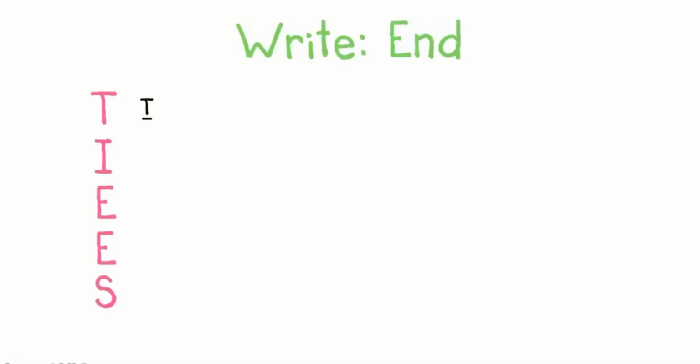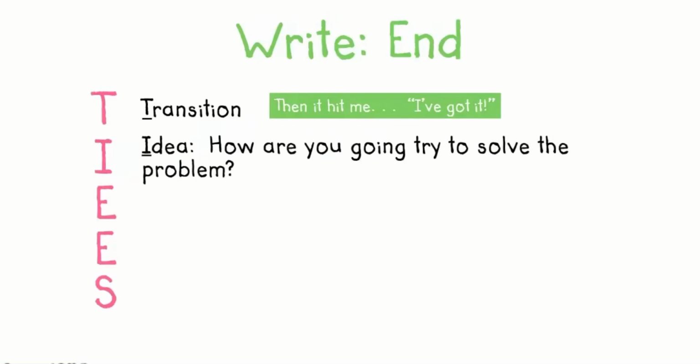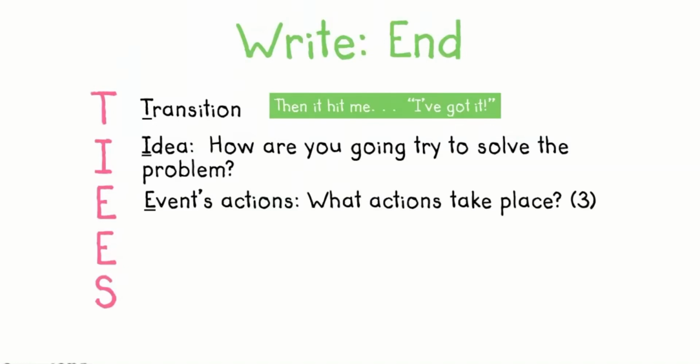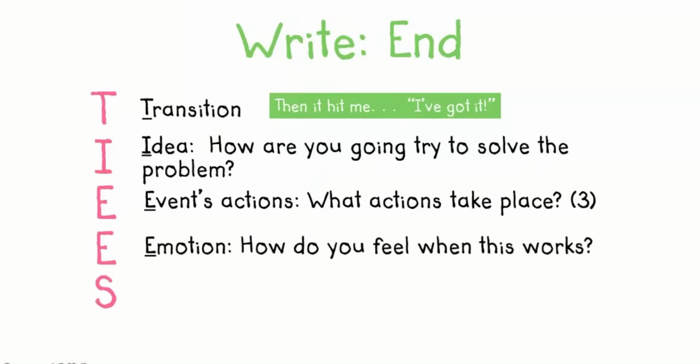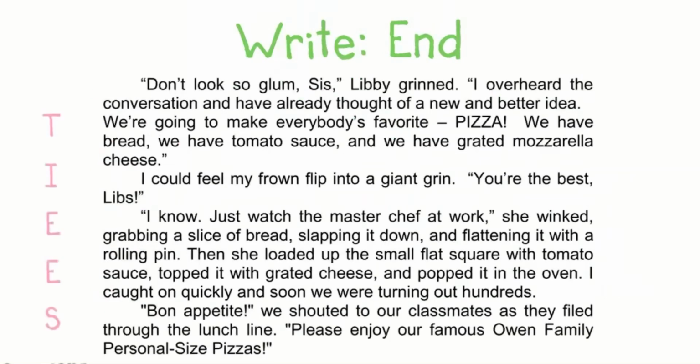So when I write my solution, I'm going to start with another transition. And I want to be careful at this point because I don't want to use the same transition twice. Next, I'm going to state my idea. How am I going to try to solve the problem? After that, I'm going to include some events, actions. What actions take place? Then, I need to show my character's emotion. How do I feel when this actually works? And I need to show the solution. How do I finally solve the problem? So let's look at this in action.